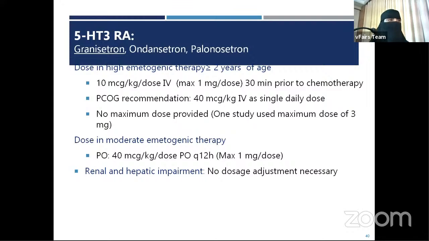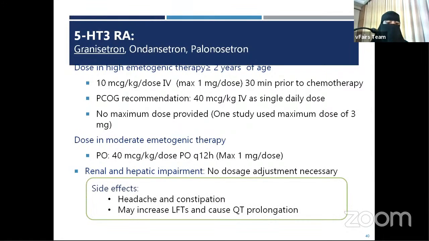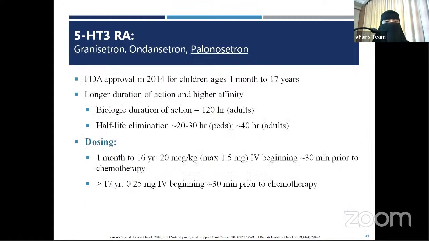So here are the doses for granisetron for highly emetogenic and moderately emetogenic chemotherapy, and it doesn't require any renal or hepatic adjustment. I just want to highlight that granisetron may cause QT prolongation, so you have to review your patient's profile for any drug that can cause QT prolongation as well.